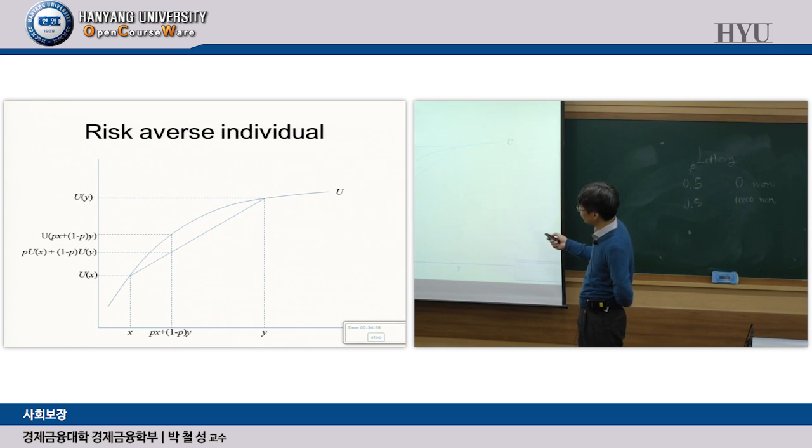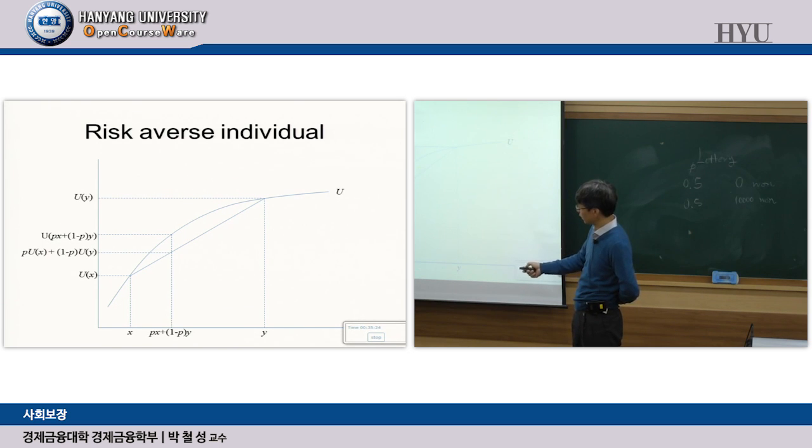When you have this concave utility function with diminishing marginal utility, and then you think of x and y, we just talked about the two outcomes of the lottery. With x, we have ux here, because we just look at the utility function. And with y, we have uy here. Okay? And then we talked about the lottery, with probability p and probability 1 minus p.